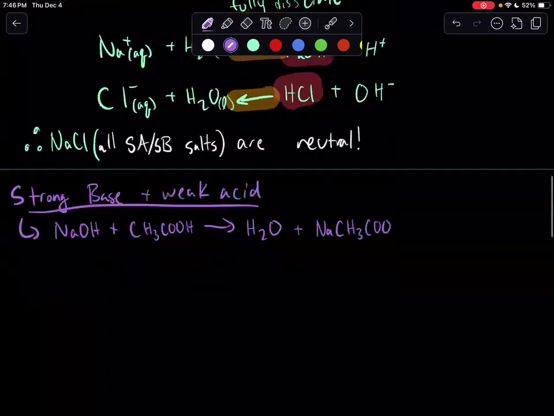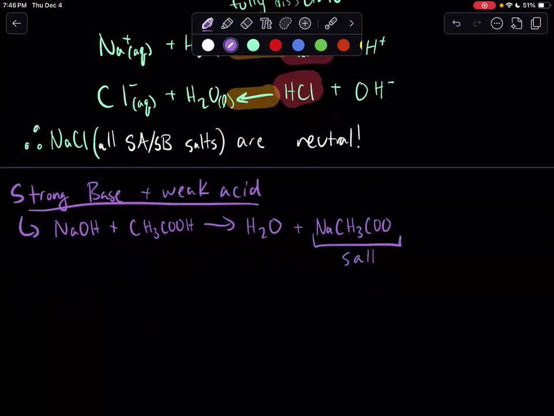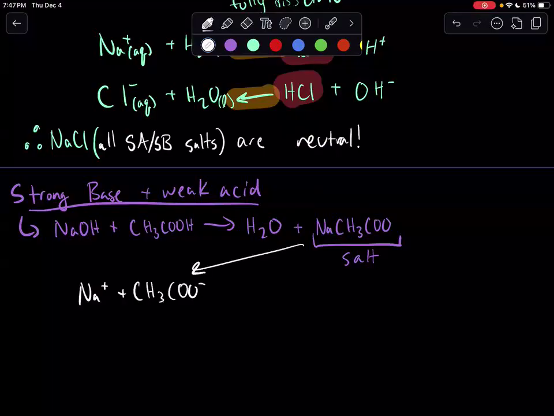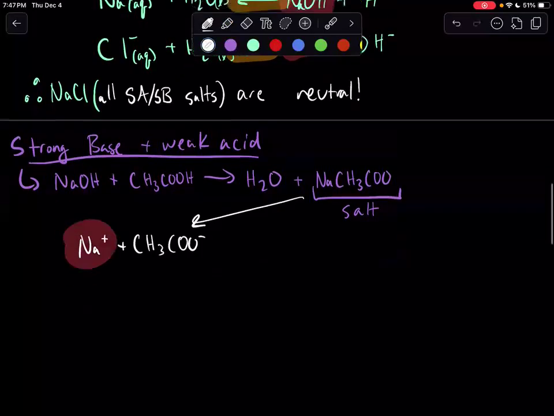CH3COONa. So we now have our salt right here, and that salt will dissolve in water. So as we look at our salt, we have Na+ plus CH3COO-. That is in our solution. We can then look at the hydrolysis reaction for each of these. Now, we already know that sodium is not going to have a reaction. So what we would say is we would say no acid-base activity. That's how we would talk about sodium or chloride.